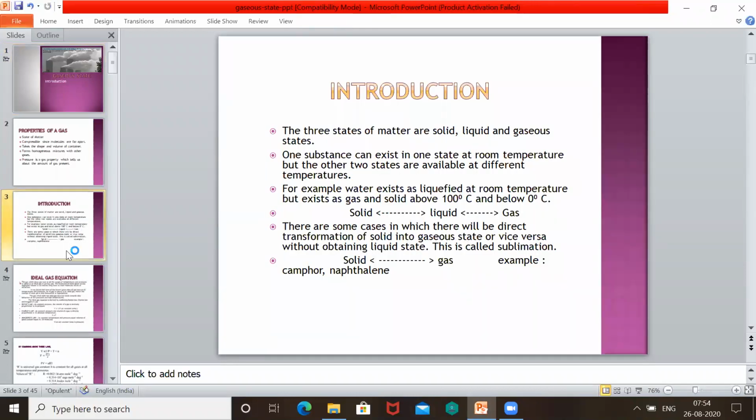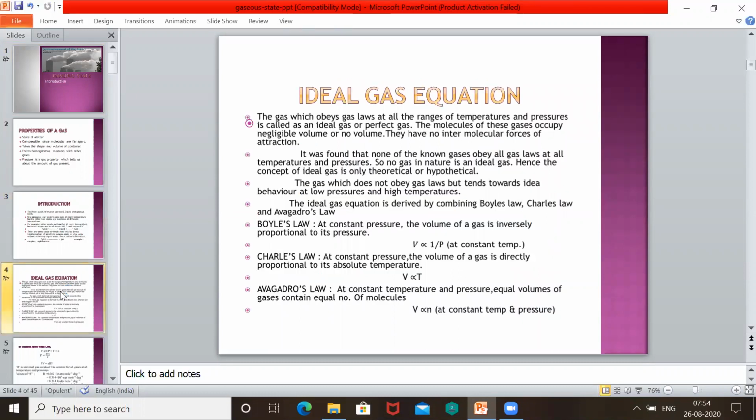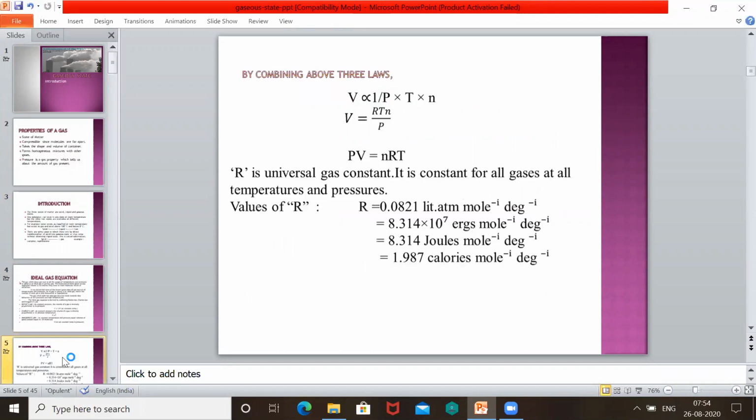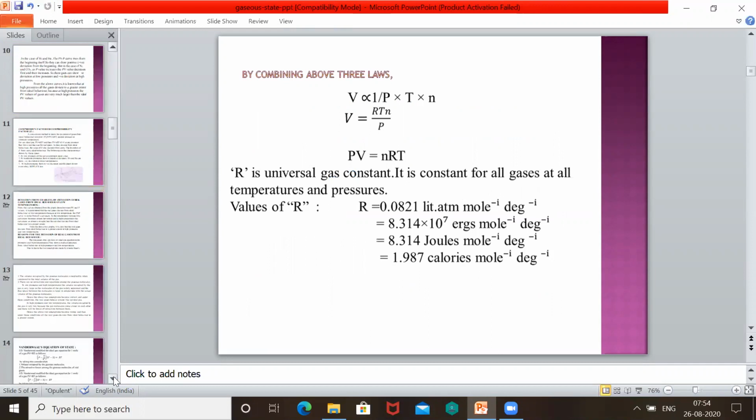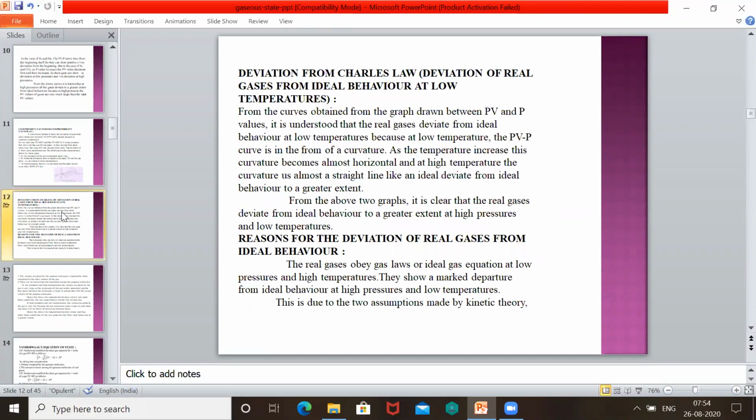Isn't it? Ideal gas equation, PV equals nRT. We have derived it from Boyle's law, Charles' law, and Avogadro's law. This is the ideal gas equation. And we have seen why gases deviate from ideal behavior. Gases deviate from ideal behavior due to their randomness.